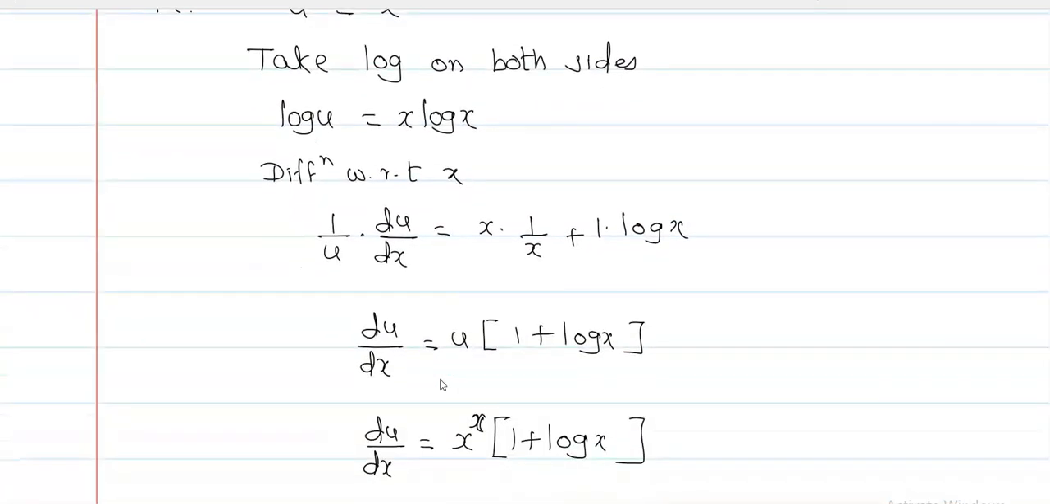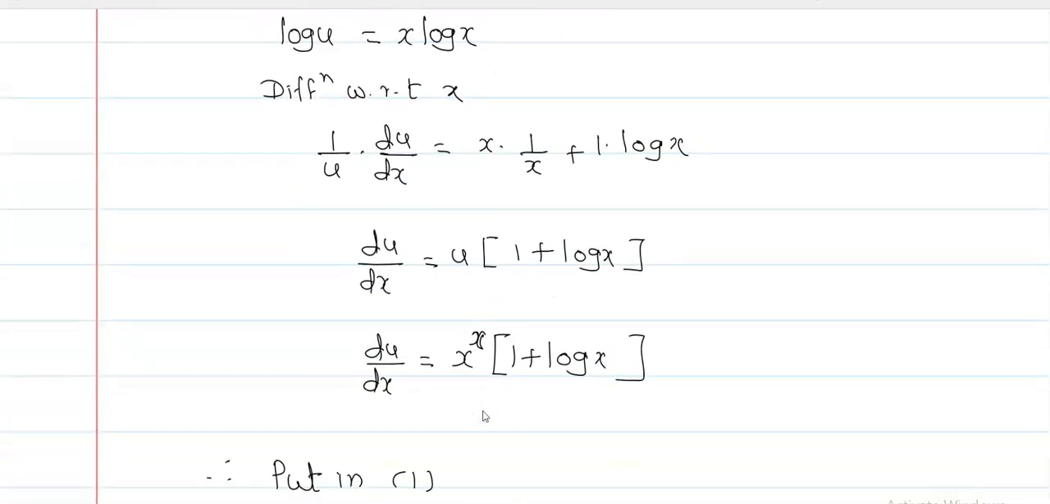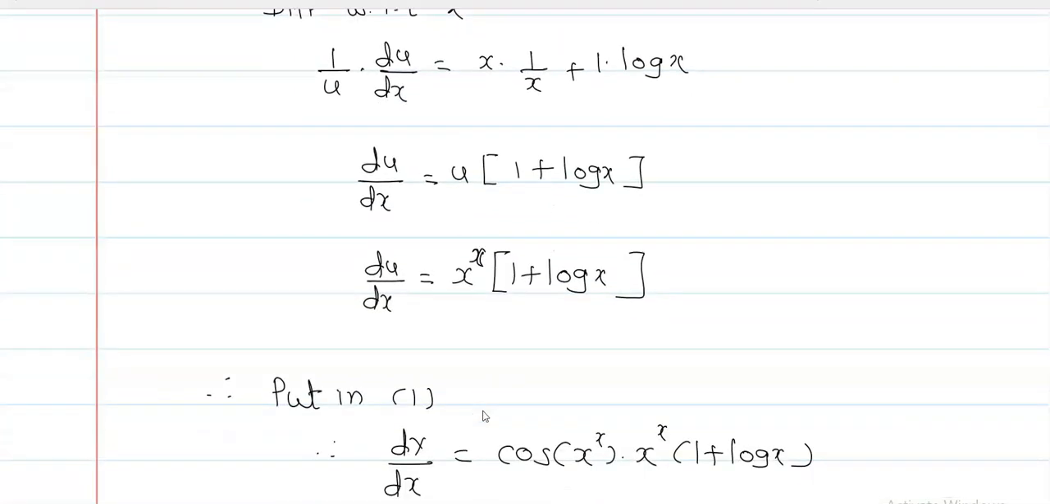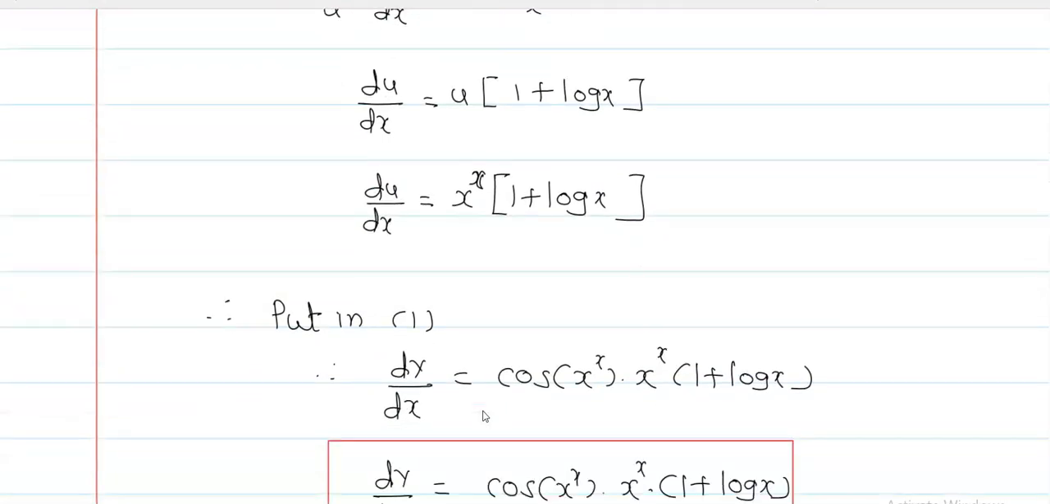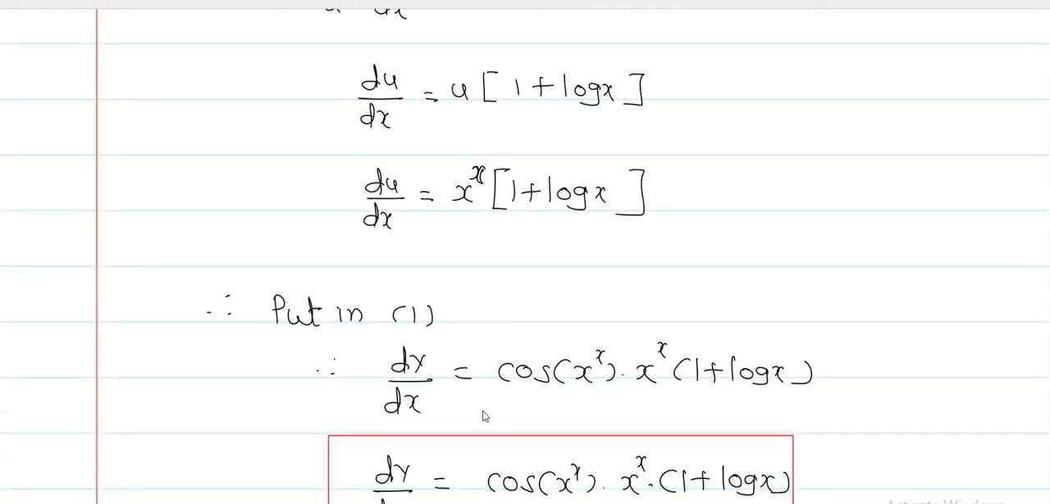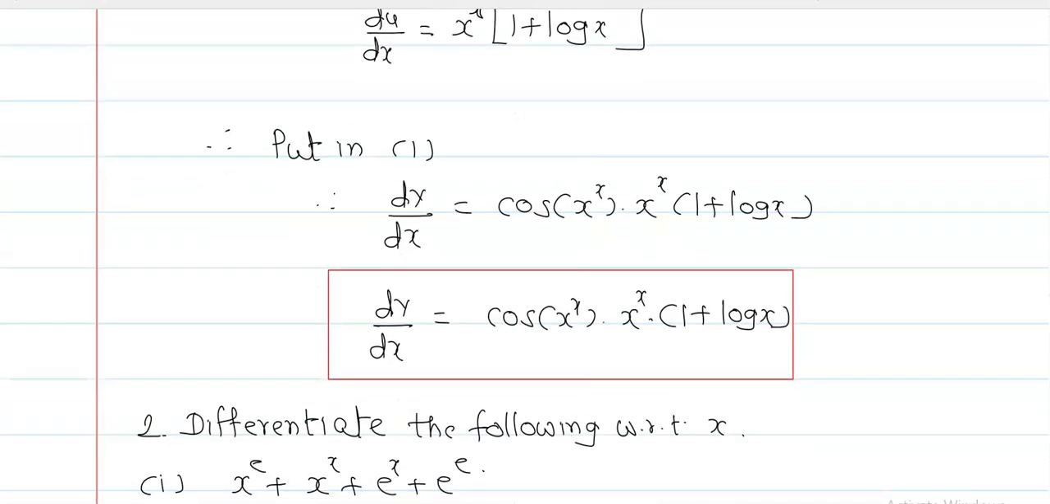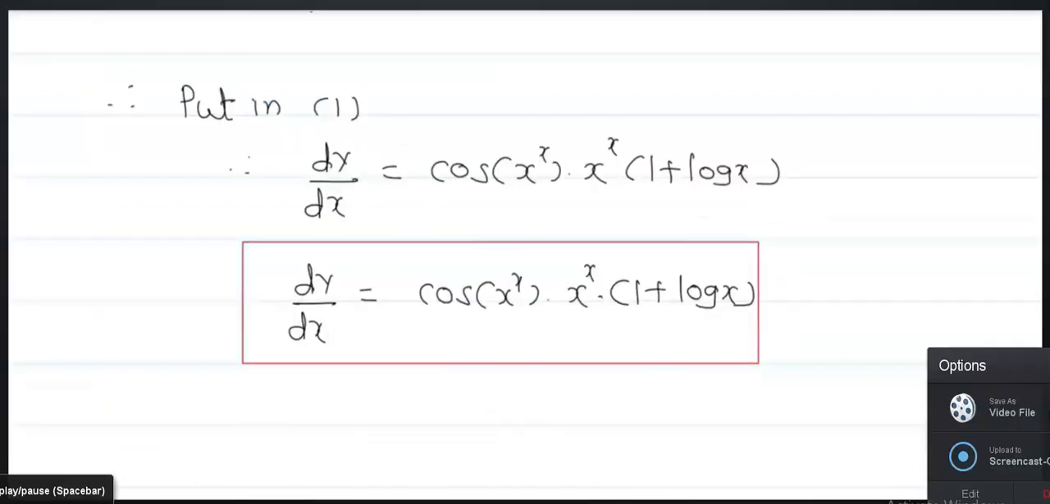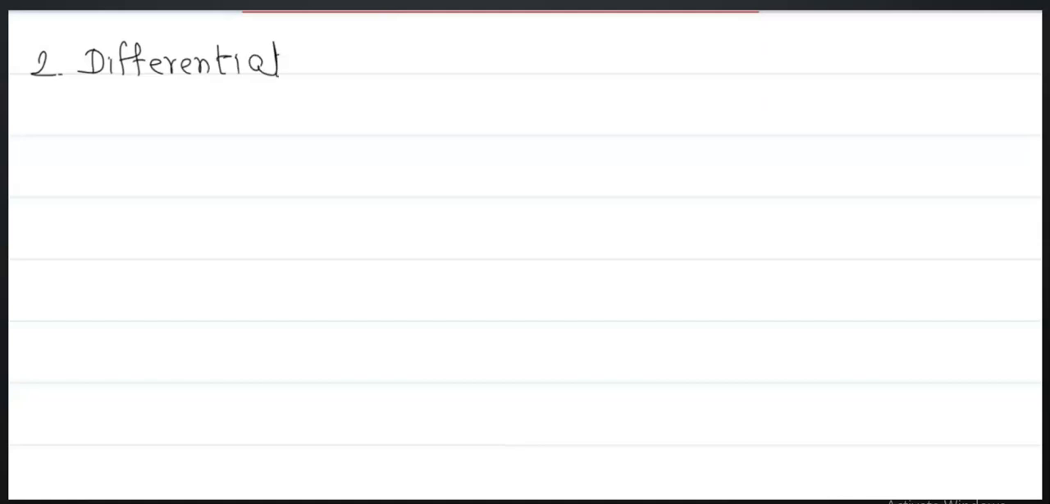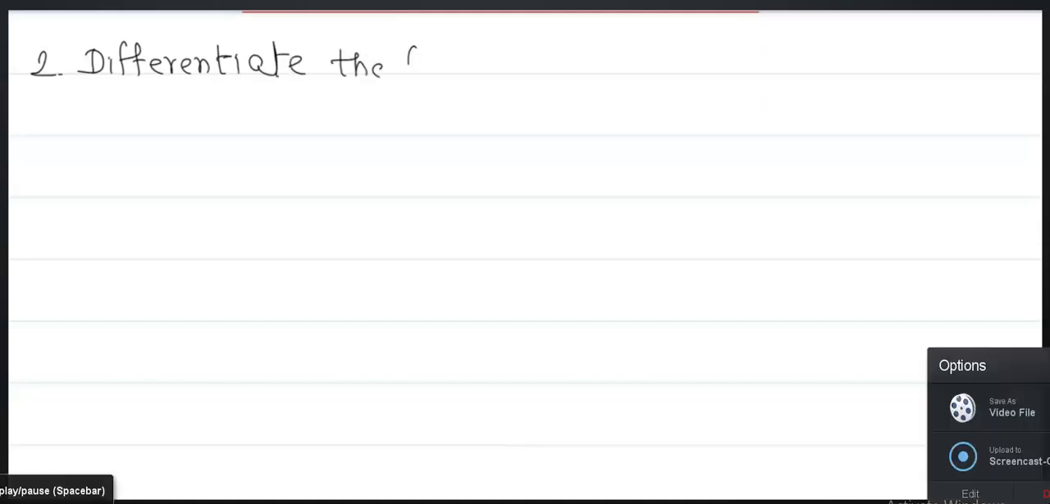Therefore, du by dx is equal to x raised to x in bracket 1 plus log x. Put in 1, and that's why dy by dx is equal to cos of x raised to x into x raised to x into bracket 1 plus log x. Now the next is question number 2.